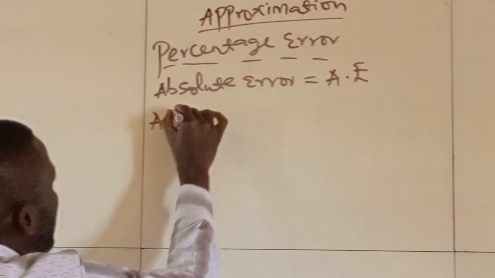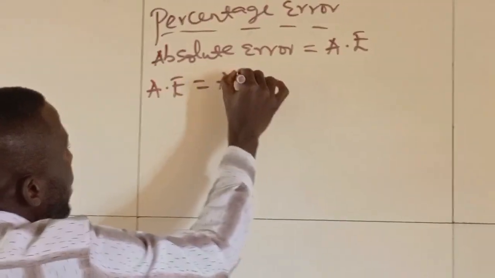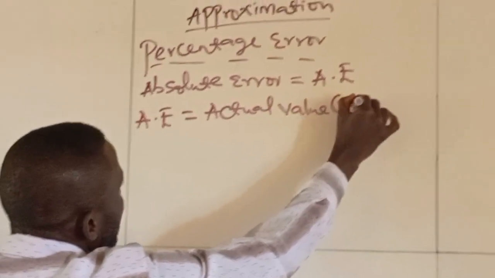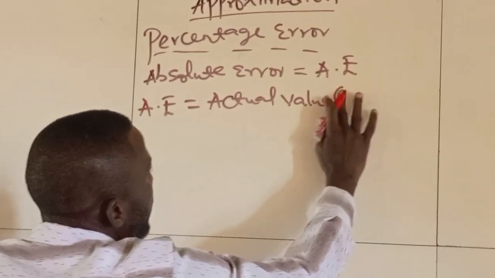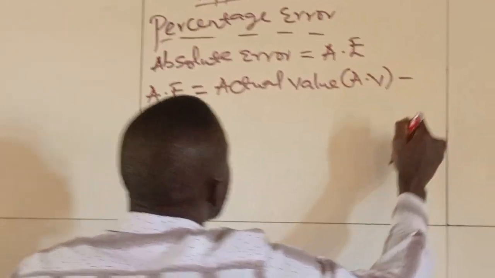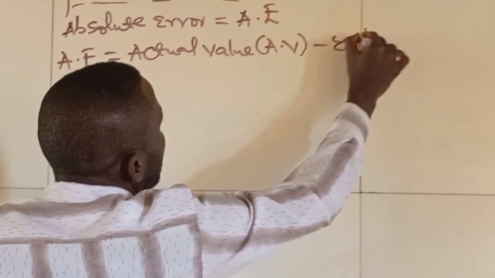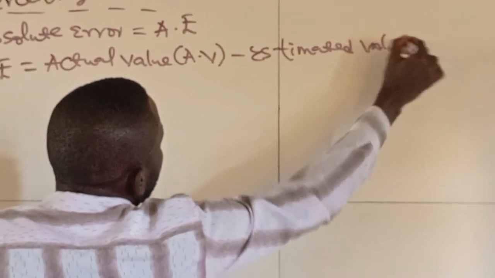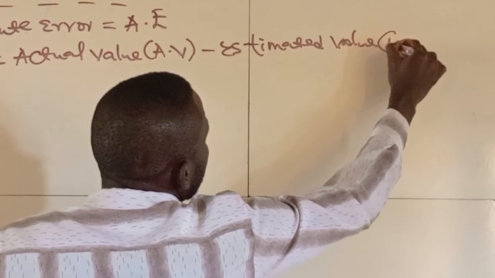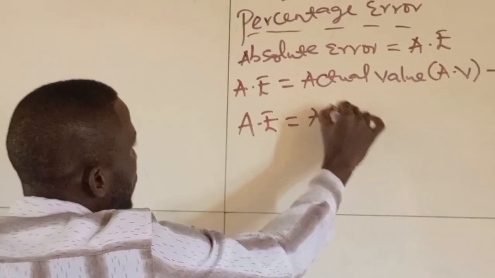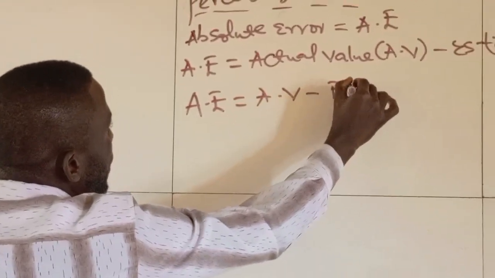Absolute error is equal to actual value, which is AV, minus estimated value, which is EV. So therefore, this absolute error is equal to AV minus EV.